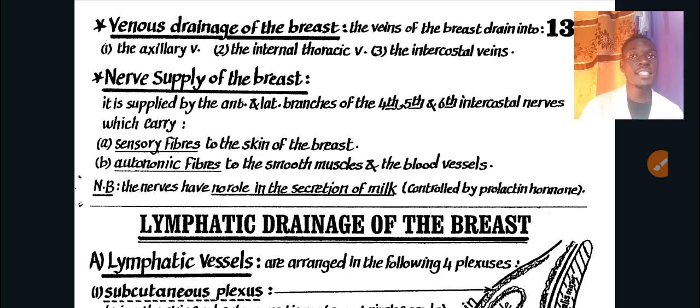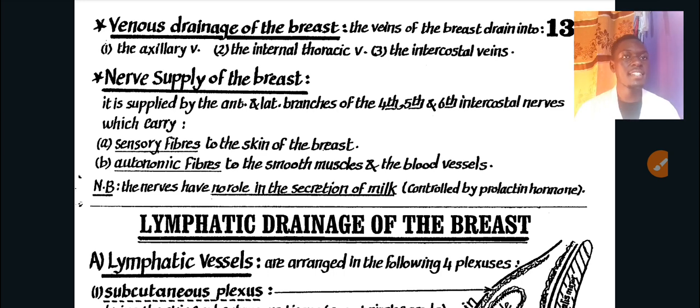Even the internal thoracic is drained by the branches that pass through the intercostal spaces, and the same applies to the intercostal veins, which are actually the posterior intercostal veins. So it becomes very simple. Where there is artery, you just change and put vein.